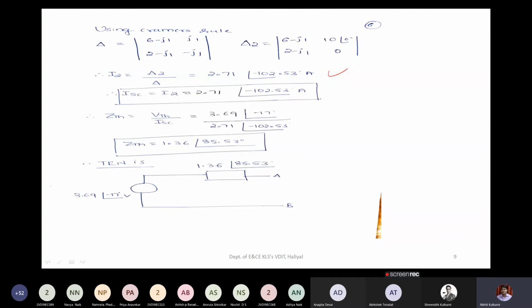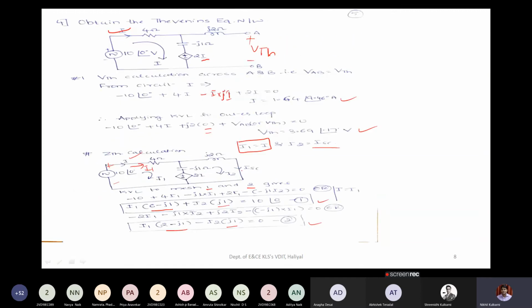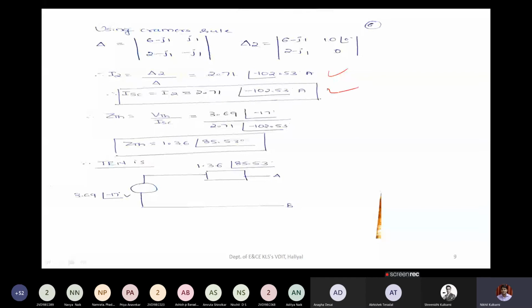And I short circuit is nothing but I2 only, so this is the required current. And ZTH is VTH divided by I short circuit. If you do this also, you should get ZTH equal to this value. So you can again verify your answers and put it over here.